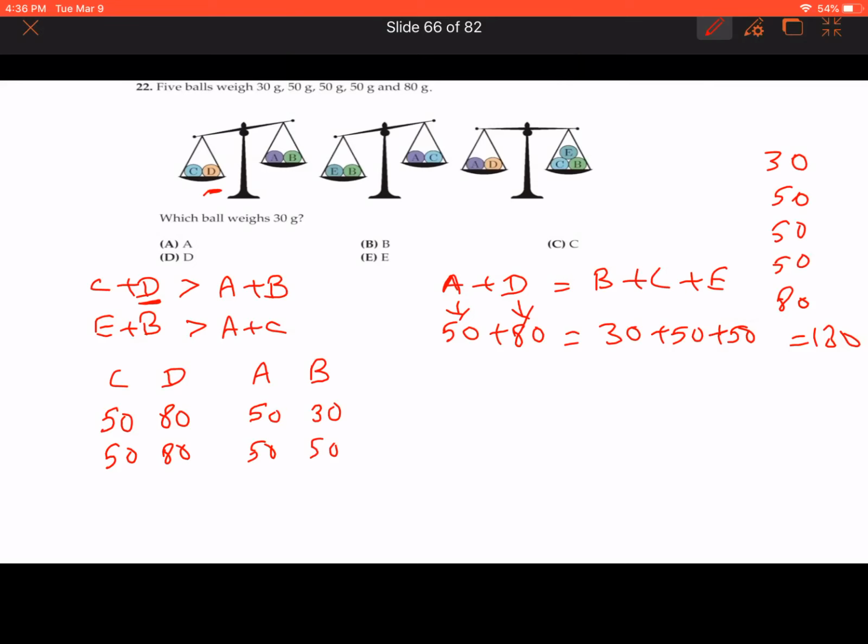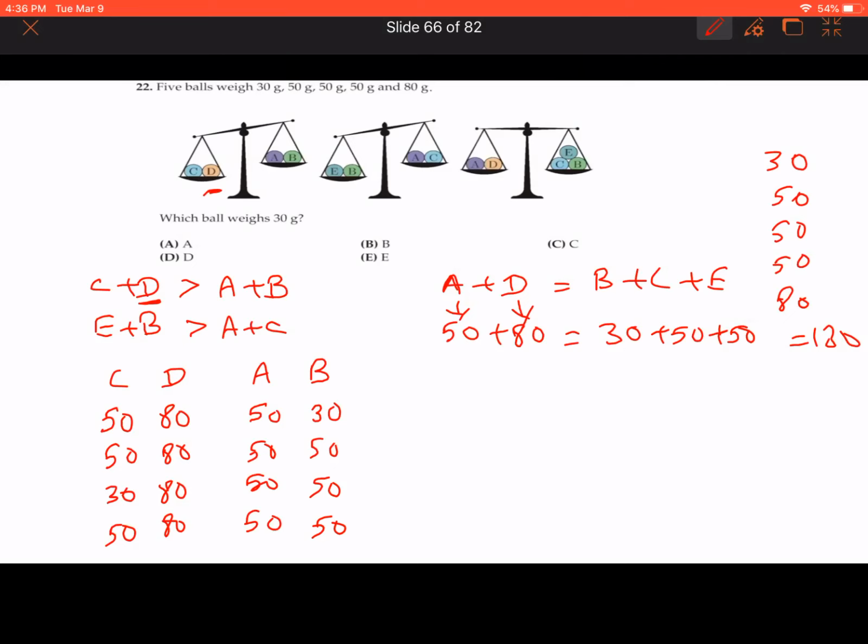Right? Otherwise I can have another combination also, which is C is going to be 30, 50 and B is going to be 50. So altogether the values are 3 50s, 2 50s, 130 and 180. Okay, so now we will just check out which is going to be okay.